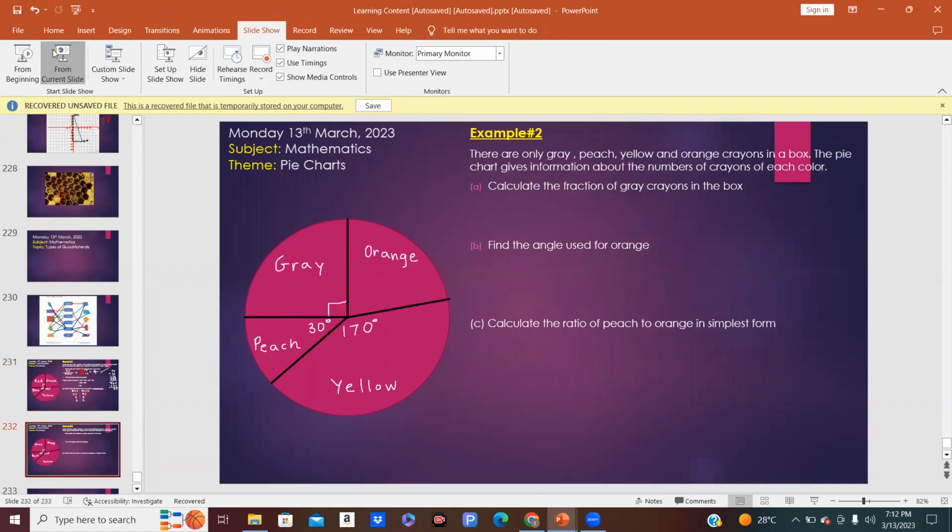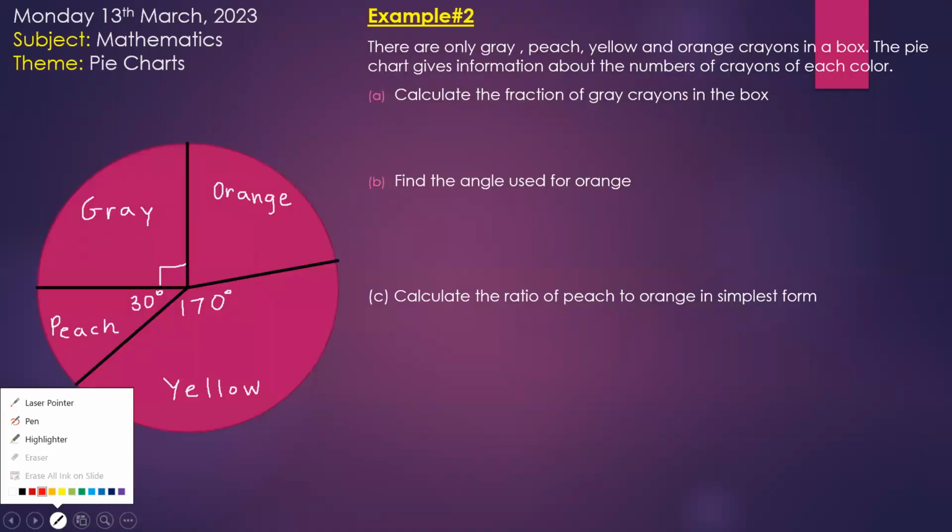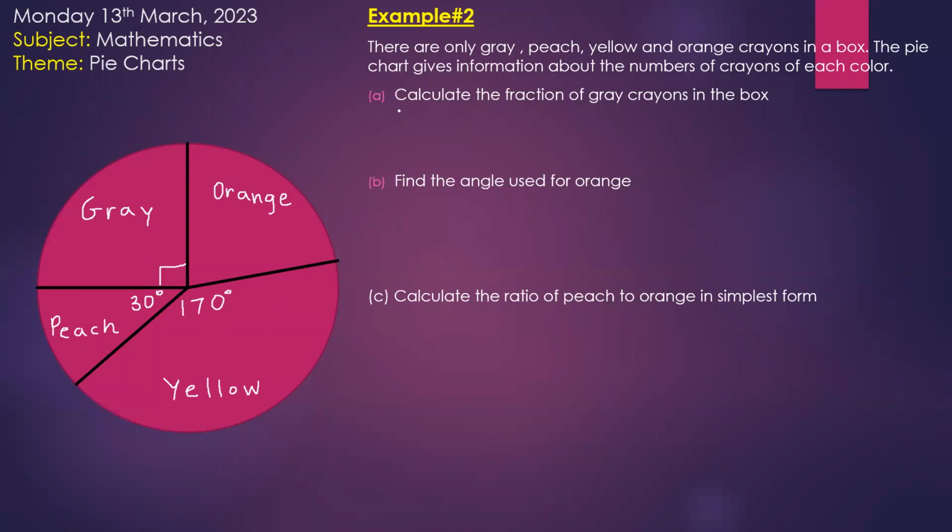All right, so how are we gonna figure out the fraction of gray in the box? We're gonna do the fraction of gray. 90 over 360. Very good. Why 90? Because of the right angle. How do you know it's the right angle? Because of the corner of the square, because of the box shape.